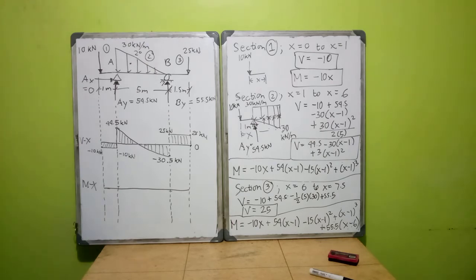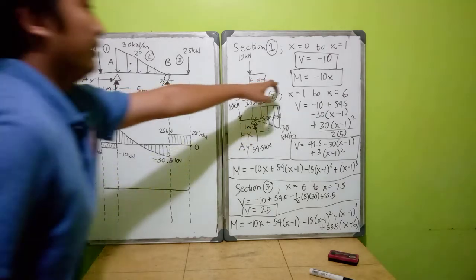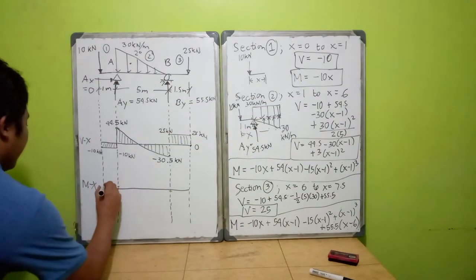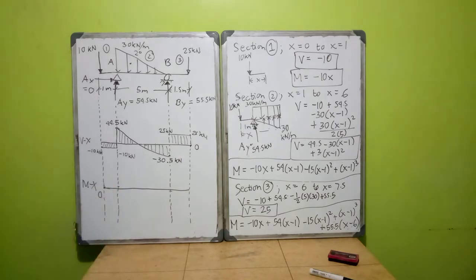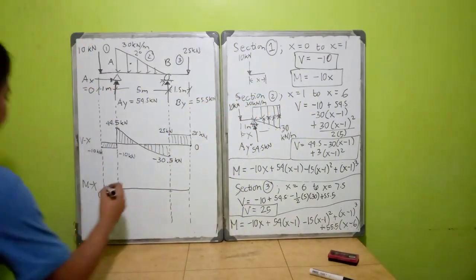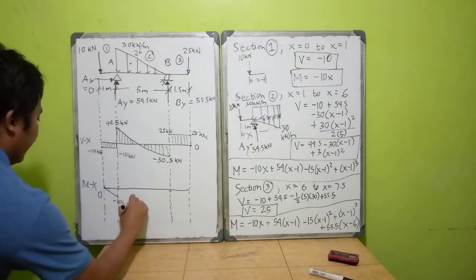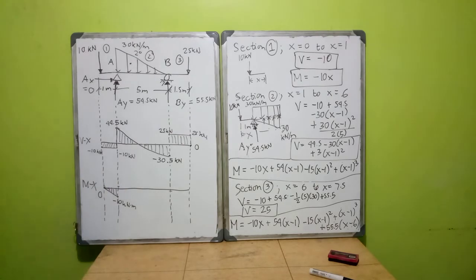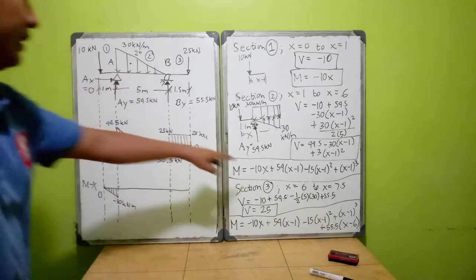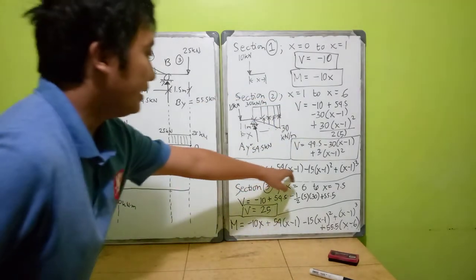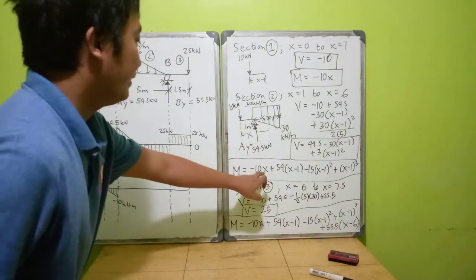Next is the moment equation. We'll use the moment equation. When x is equal to 0, obviously M is 0. And when x equals 1, our M is negative 10 times 1, which is negative 10 kilonewton meter. Next is this equation at section 2, from x equals 1 to x equals 6. When x is equal to 1, obviously 1 minus 1, so it will be negative 10 still.